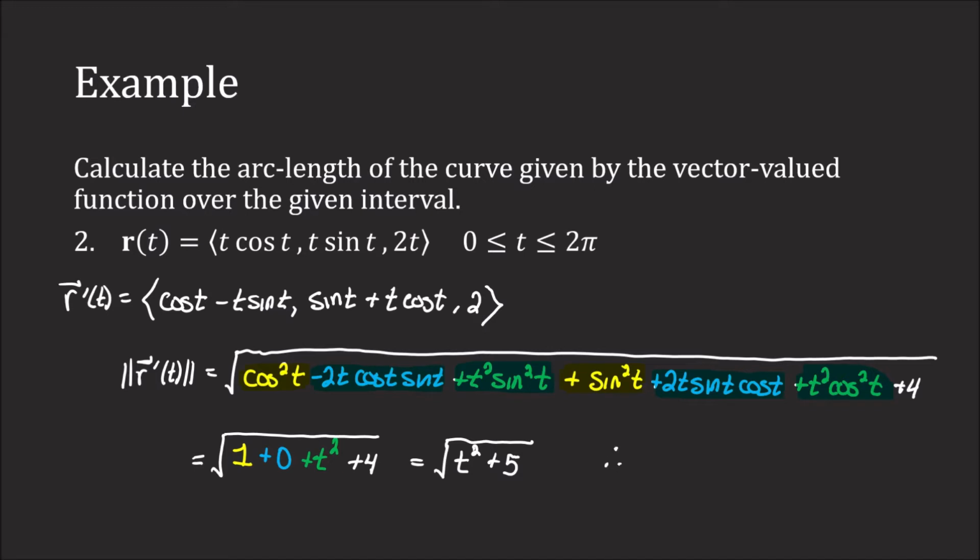So the arc length will be defined as the integral from 0 to 2 pi of the square root of t squared plus 5 dt. There are a couple of ways we can go about tackling this integral. We could use the techniques of Calculus 2, specifically trigonometric substitution. However, there is also a technique that is just reading an integral table, and that's actually the technique I'm going to use.